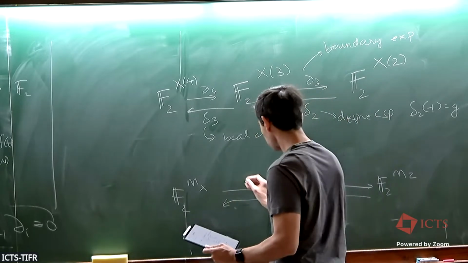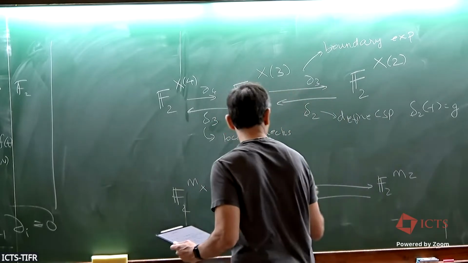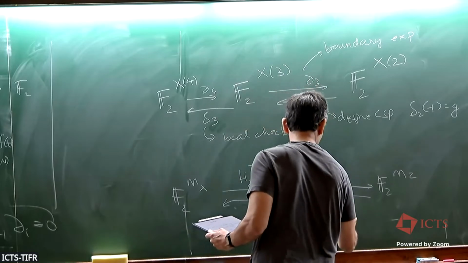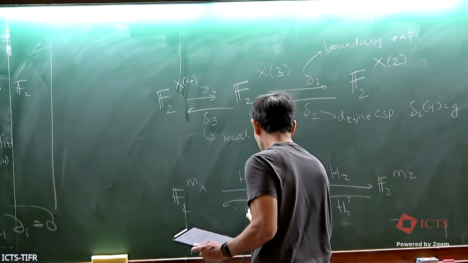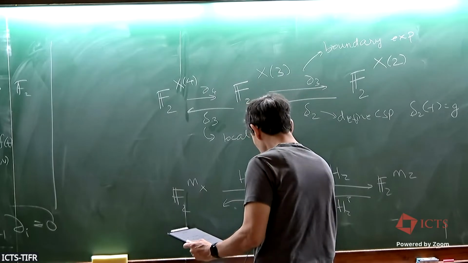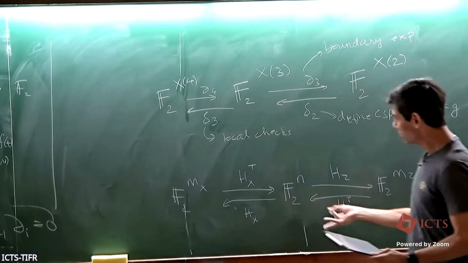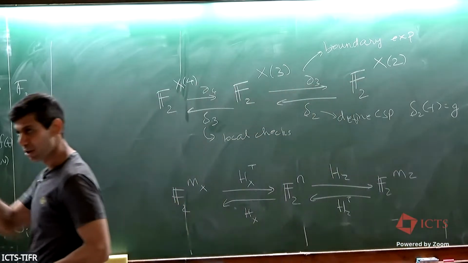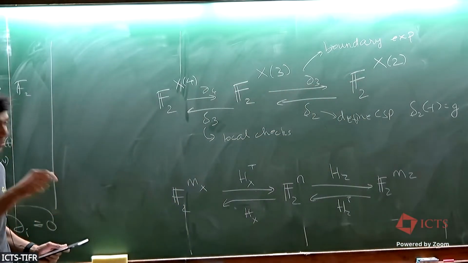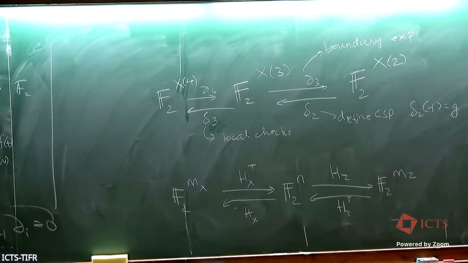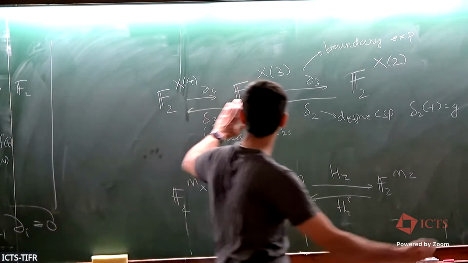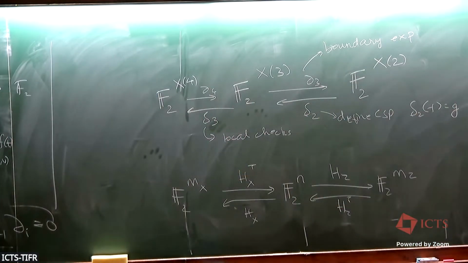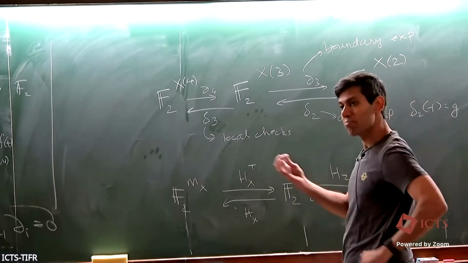And then you have Hx transpose, you have Hz, you have Hz transpose, and you have Hx. These are also local operators. Every entry depends, like these are sparse matrices. So every entry after applying this matrix depends on a constant number of entries in the starting vector. Right? So you can basically plug in this picture instead of this one, and then you can work with any kind of chain complex.